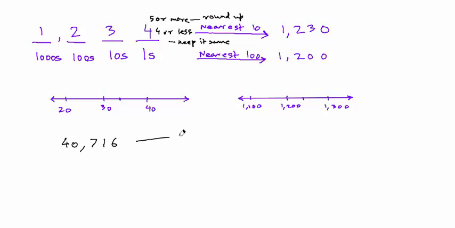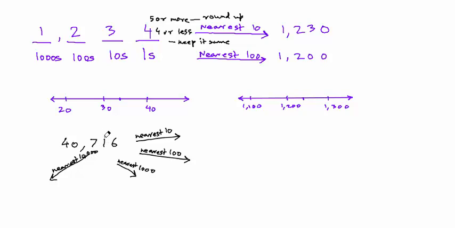How about rounding, let's say, 40,716 to the nearest 10, to the nearest 100, to the nearest 1000, and let's also say to the nearest 10,000. Let's start with the nearest 10.